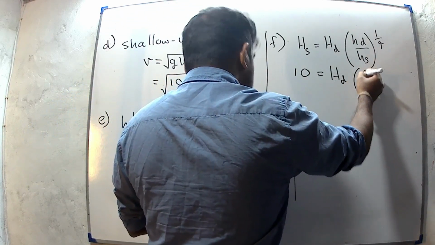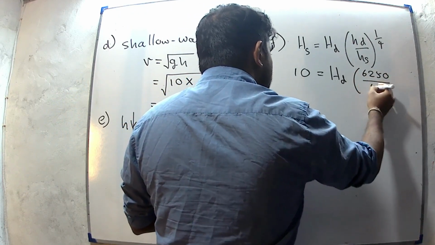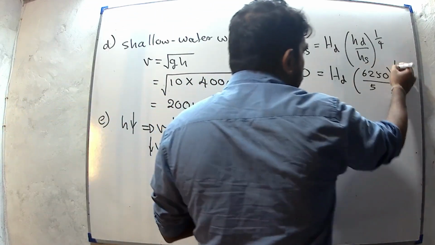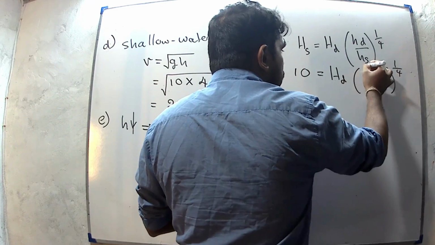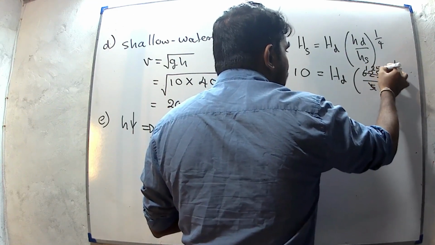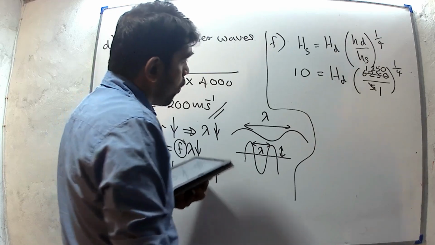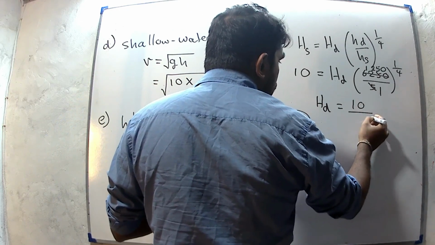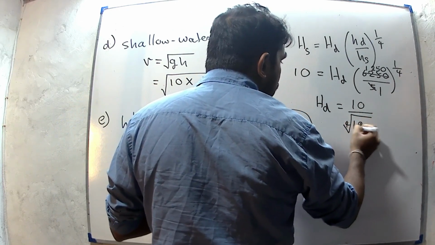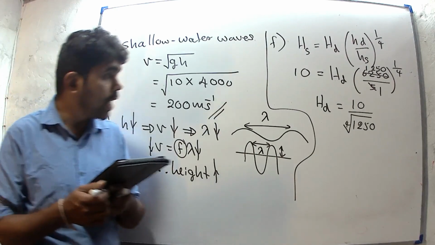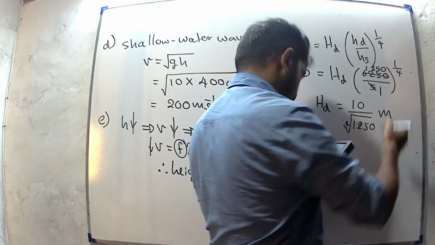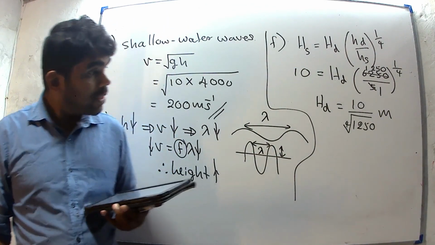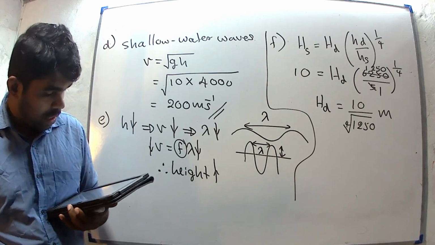HD equals 5 times (6,250 over 10) to the power 1 over 4. 6,250 divided by 10 is 625. Now we can write HD as 5 times the 4th root of 625. It is in meters. We can simplify it by using logarithms. I will not do it now.